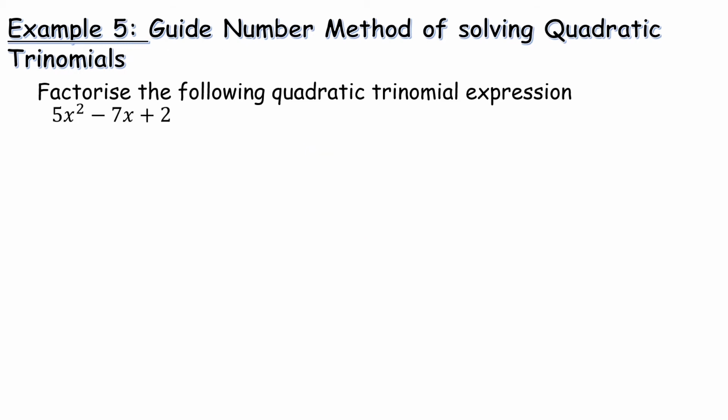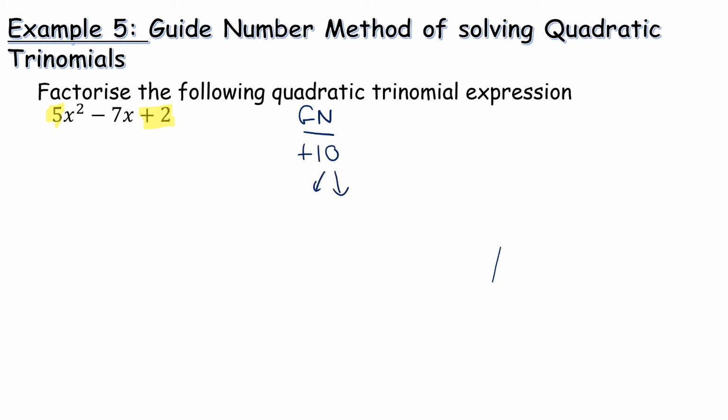Now, here's an example of the guide number method where we cannot use the shortcut. And the reason we cannot use the shortcut is it's not just an x squared at the start, it's a 5x squared. So that means that the shortcut will not work. And I'm going to do this out using guide number, and you'll see that the answer doesn't work out the same way. So first thing is my guide number. My guide number is going to be the first coefficient by my last term. So that is a plus 10.